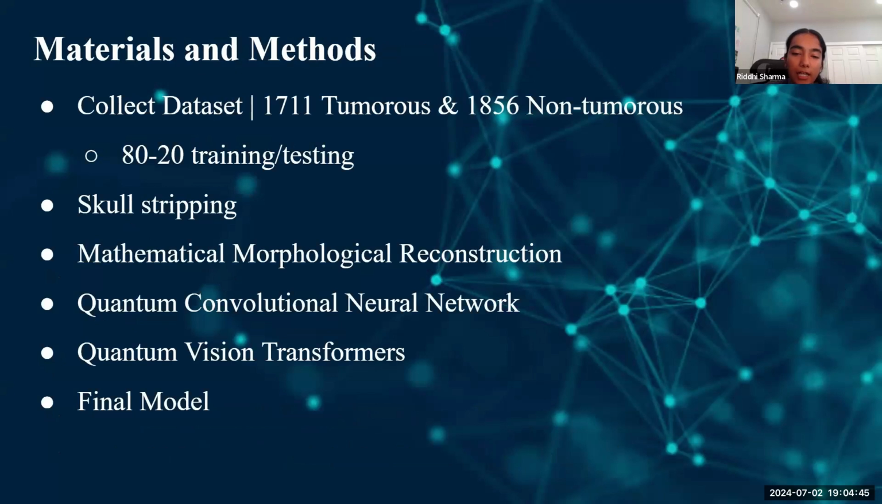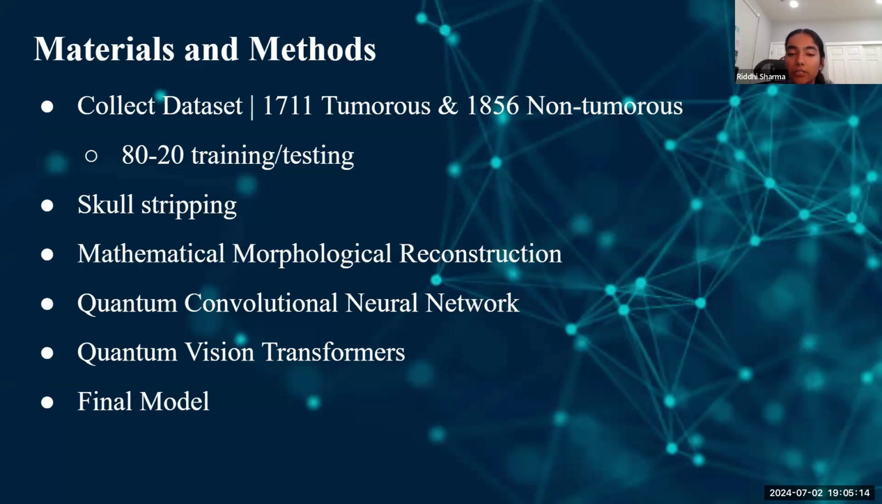So first we started by collecting a data set of 1,711 tumors and 1,856 non-tumorous MRI images, which is split into an 80-20 training to testing ratio filled with various tumor shapes, types, and orientations. To start off the process, the images go through pre-processing, which is done in the skull stripping algorithm to isolate the brain. The output of the skull stripping acts as an input to the MMR, QCNN, and QVT algorithms.